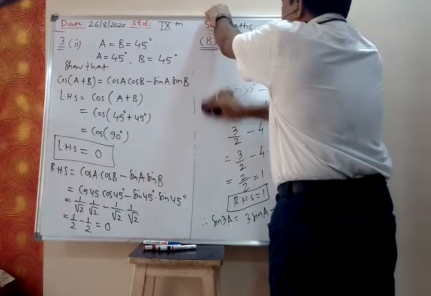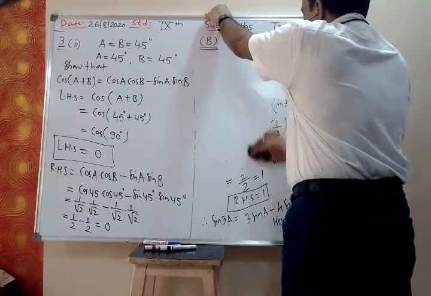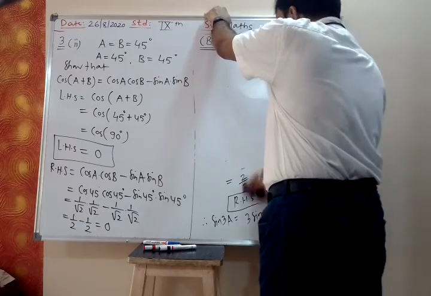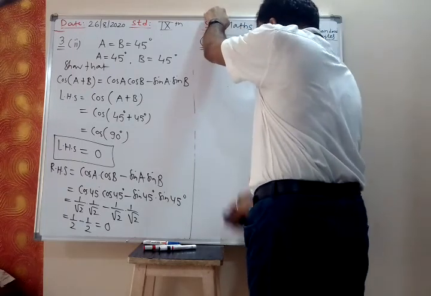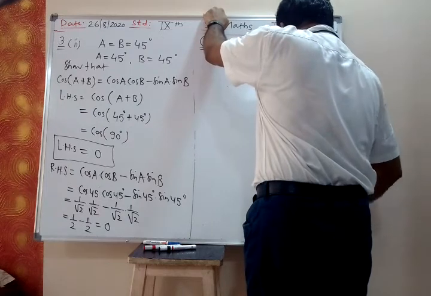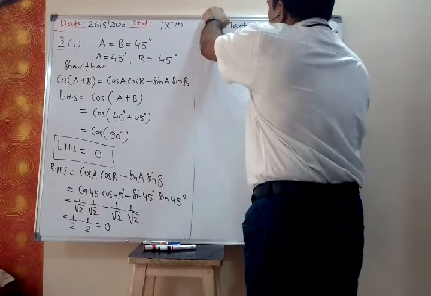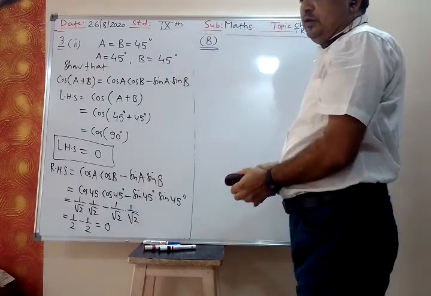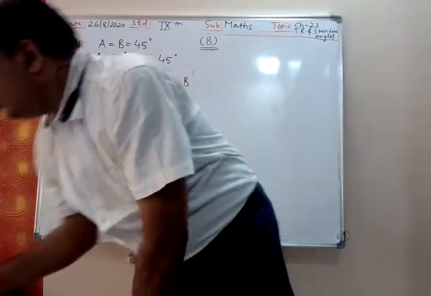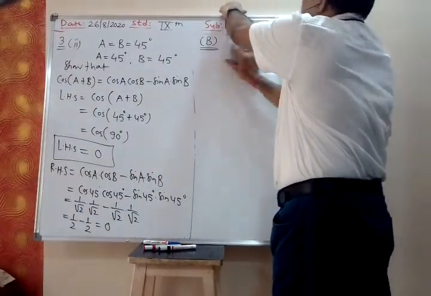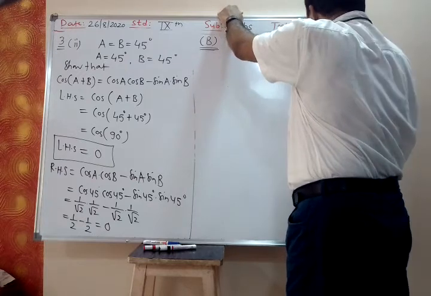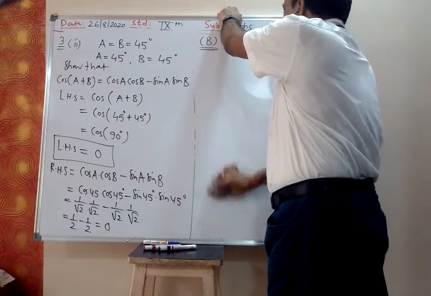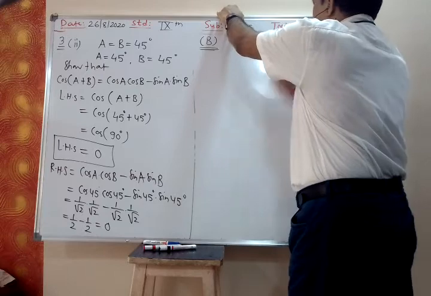So 1 by root 2 into 1 by root 2 is 1 by 2. 1 into 1, we multiply the numerators and we multiply the denominators. So that will be 1 upon root 2 into root 2 is 2. So 1 by 2 minus 1 by 2 is 0. So my right hand side is 0, left hand side is 0, hence it is verified.